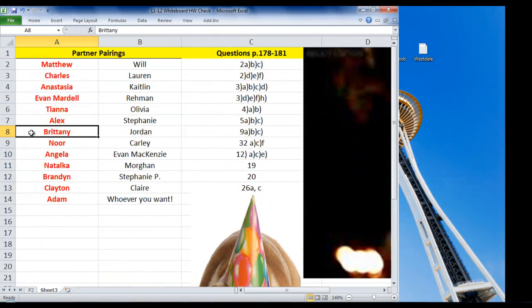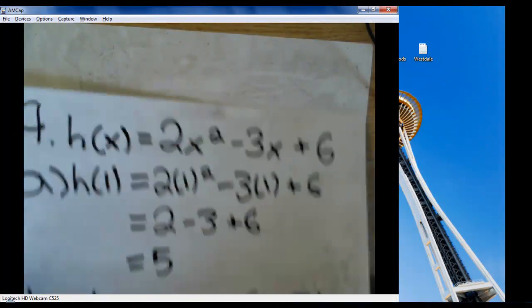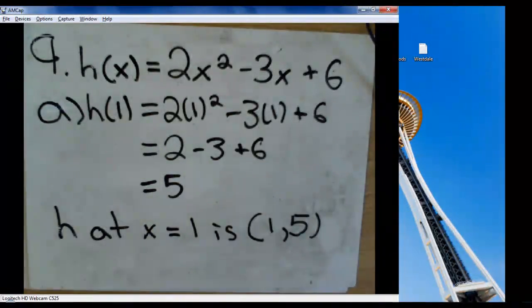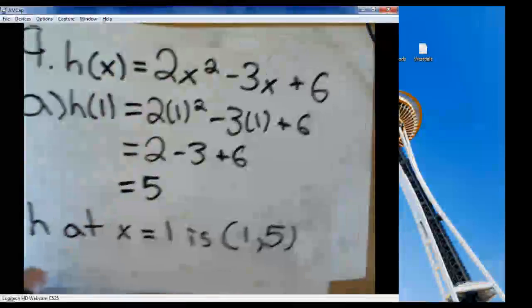Next, let's bring up Brittany and Jordan. 9A, B, or C? Okay, so this is 9A, it looks like. Go ahead, guys. 9A, page 178. Yep, so we got 9A. You sub in the 1, and then you simplify it, and you get 5. So h at x equals 1 is 5. Perfect. Questions? Okay. Good stuff. Thanks, guys.